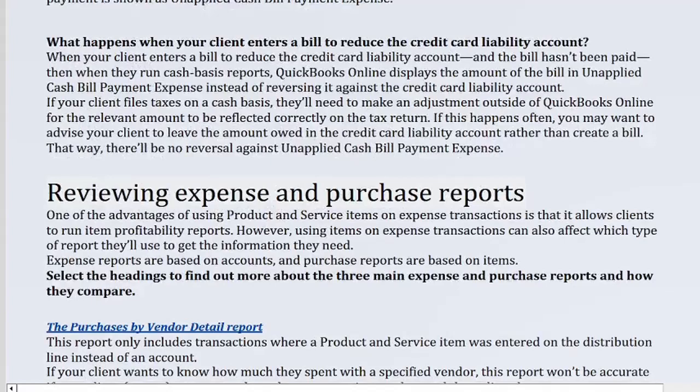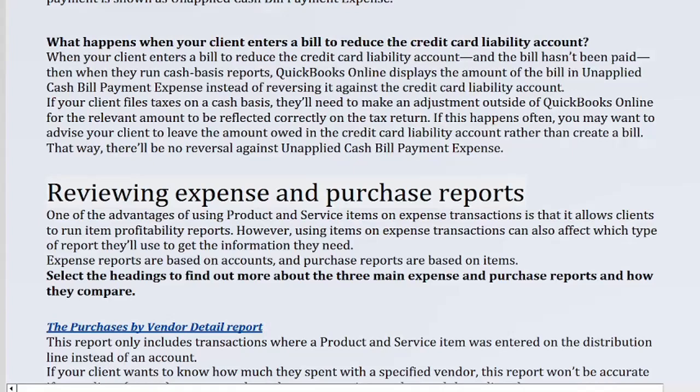What happens when your client enters a bill to reduce the credit card liability account? When your client enters a bill to reduce the credit card liability account, and the bill hasn't been paid, then when they run cash basis reports, QuickBooks Online displays the amount of the bill in unapplied cash bill payment expense instead of reversing it against the credit card liability account.